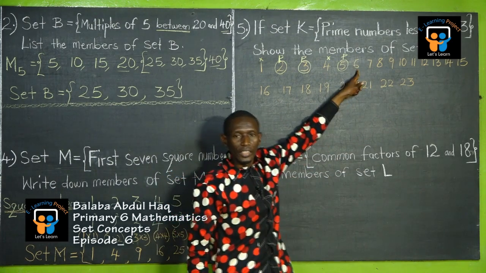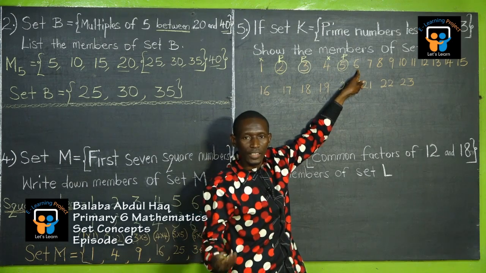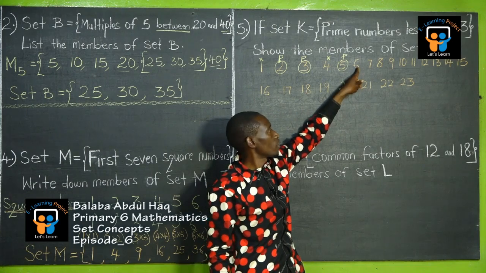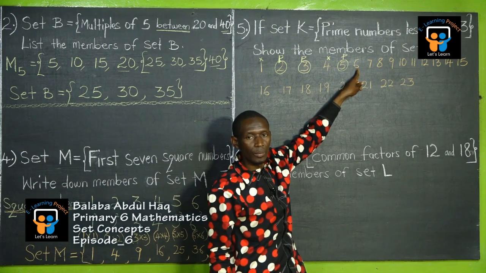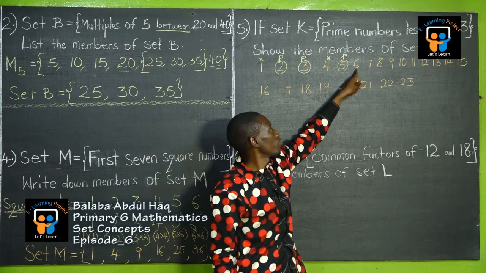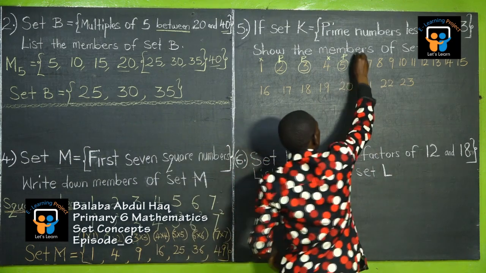Which number can divide 6? 3 can divide 6. 2 can divide 6. 6 divided by 3 is 2 without a remainder. 6 divided by 2 is 3 without a remainder. Since there are very many numbers that can divide 6, 6 is not prime.